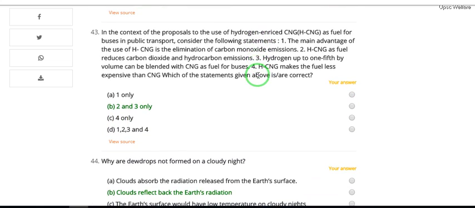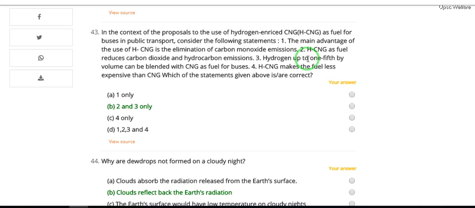Now if we see question number 43, in the context of the proposal to use hydrogen-enriched CNG as the fuel for buses in public transport, consider the following statements. First is that the main advantage of CNG is elimination of carbon monoxide, so no, it's going to be wrong. Second one, CNG as a fuel reduces carbon dioxide and hydrogen emission, of course. Sorry, it's going to be a correct statement.